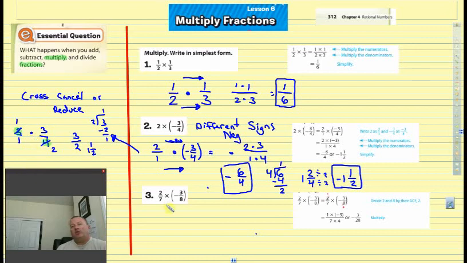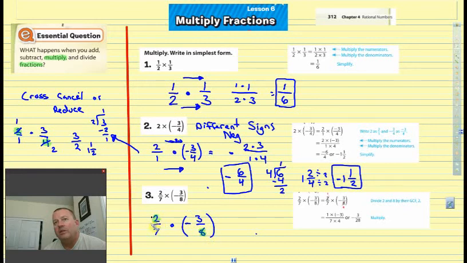Okay, so take a look at 3. The question is, can I cross cancel? So I'm going to rewrite number 3. I have 2 7ths times a negative 3 8ths. Can I cross cancel? Absolutely. I have a 2 and I have an 8. And you might be asking, what number can go into both 2 and 8? Well, guess what? 2 can.